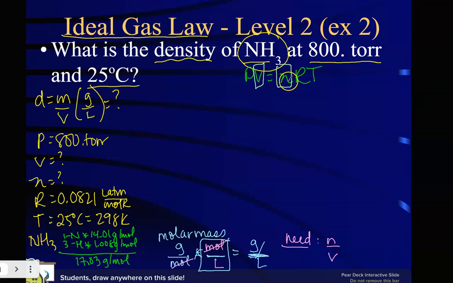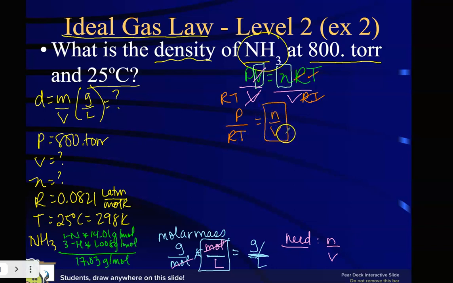If I want N on top, I want to divide both sides by V, so my V will cancel out. And then I will get rid of R and T by dividing both sides by R and T. So the right-hand side is going to be N over V, and my left-hand side is going to be P over RT. I am going to solve for this ratio, and that's what I would plug in down here when I multiply by 17.03 grams per mole. So let's do exactly that.